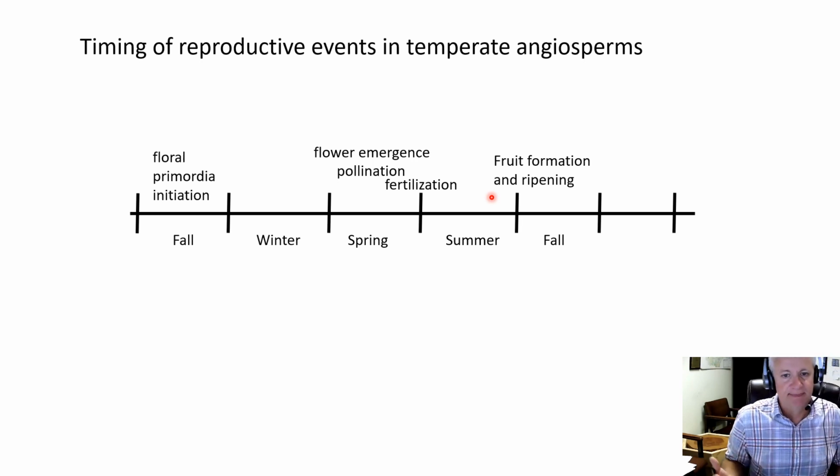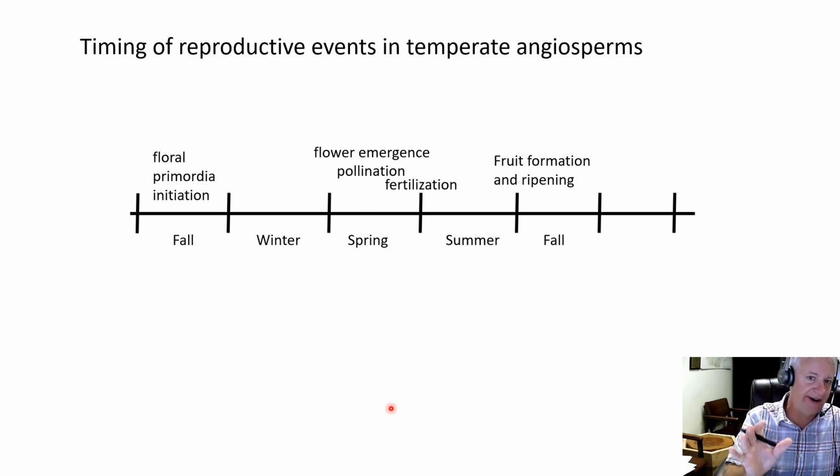Now there are some species where this fruit formation and ripening may take a year, so that doesn't happen until the following fall. And in some species as well, there may be lags or gaps in these events that also spread that reproductive timing out. And when we talk about pines in a minute, you'll see that happens in pines as well. But at any rate, this is the general pattern of reproductive timing for angiosperms.